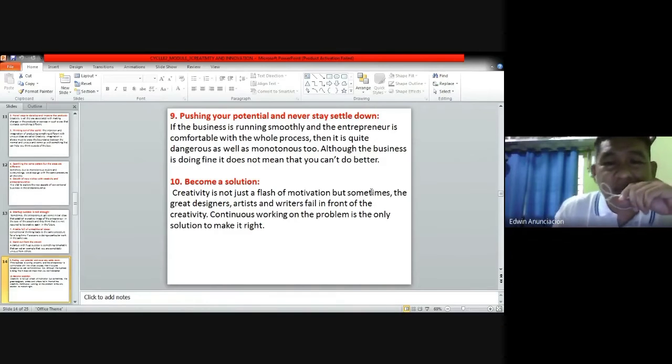And then, siyempre, of course, become a solution. Creativity is not just a flash of motivation, but sometimes the great designers, artists, and writers fail in front of the creativity. Continuous working on the problem is the only solution to make it right. Nako? So, kanina kasi, ina-identify mo yung problem. So, the end output is you must be a solution.